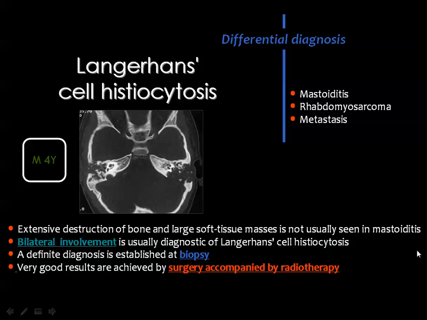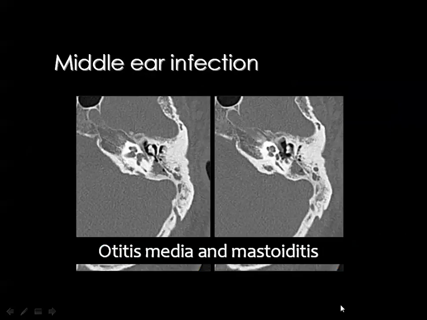Then if you are asked about the differential diagnosis, you know that mastoiditis is not associated with such bone destruction and extraosseous soft tissue component, rhabdomyosarcoma is usually unilateral, not bilateral, and the diagnosis of metastasis requires that you know that the patient had a known primary malignancy.